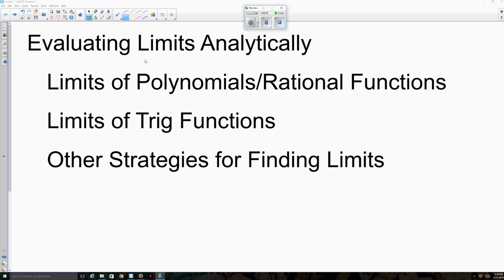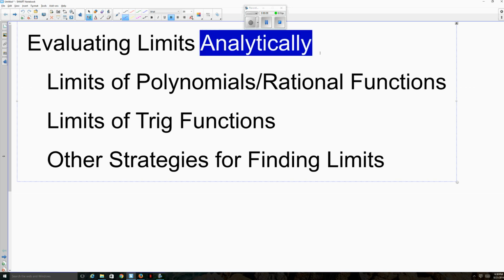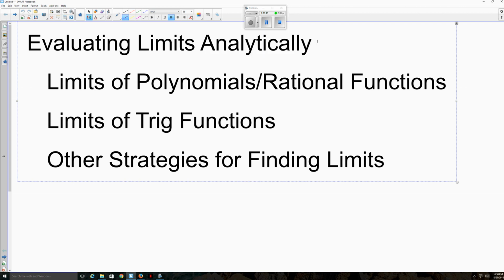Hey guys, welcome back to Calculus. Today we're going to talk about evaluating limits analytically. We've previously discussed how to look at them with numbers and on the graph, but when you see analytically, you might think algebraically. All right, so we're going to use the x's to figure this out.